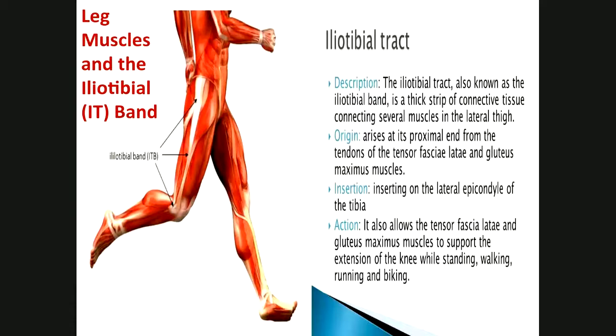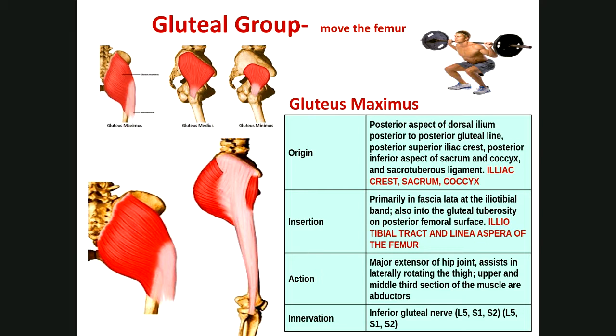The iliotibial band, or IT band, is a connective tissue band that lies along the lateral thigh. Its origin is along the proximal ends of the tensor fascia lata tendon and also the gluteus maximus muscle. It's going to insert along the lateral epicondyle of the tibia. This tendon supports the knee in knee extension, which stabilizes the knee in activities such as standing, running, biking, and walking.